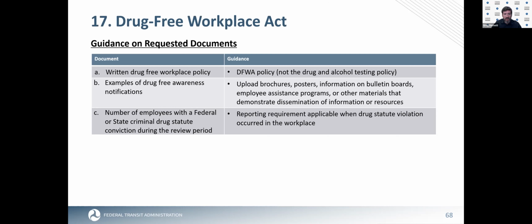In item B, the RAR is asking for examples of drug-free awareness notifications. This commonly takes the form of EAPs or employee assistance programs. So the RAR is asking you to upload brochures, perhaps posters, any information you have on bulletin boards about your EAP, if that's the route you go, or if you have some other material or way to demonstrate that you're disseminating information or resources regarding drug-free awareness.